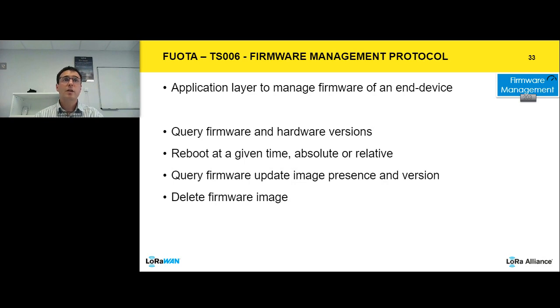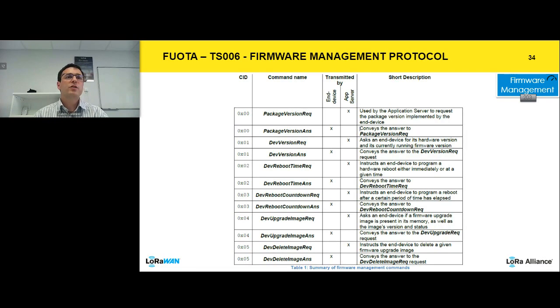And finally, the command IDs. You get the package version rec again as command ID 0. Then command ID 1 is the device version rec. So there it's meant to ask a device for its hardware and its current running software version. You get the same one as command ID number 4, which is actually the firmware update presence and the version. So is the update there and what's the new version?